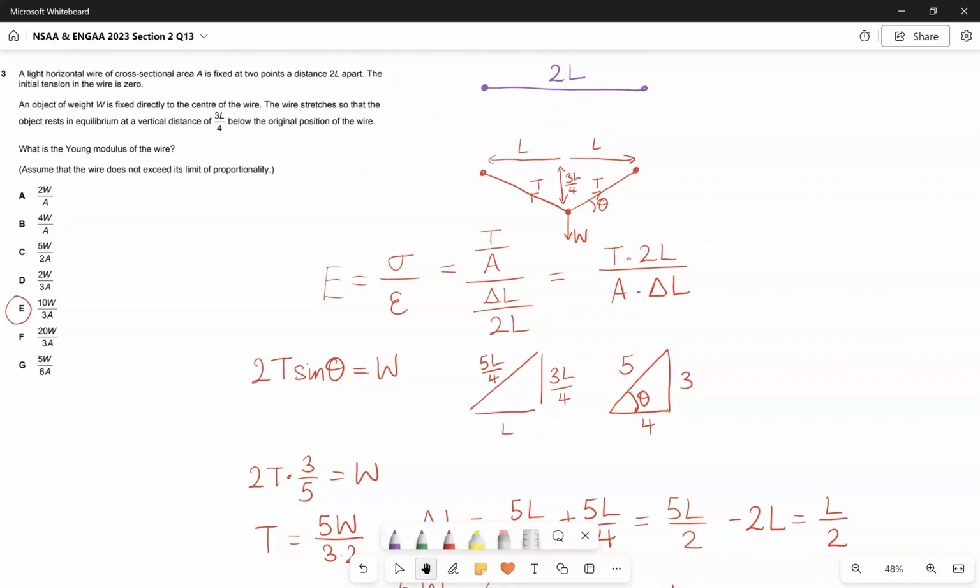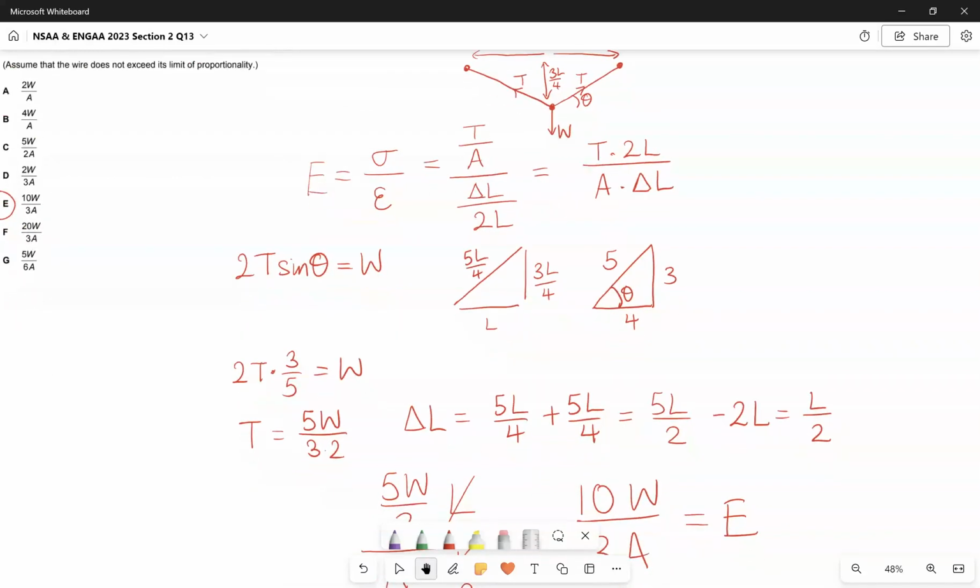Hopefully this all made sense, but if you have any questions, feel free to ask in the comments. But the main ideas here were to work out, using the geometry of the problem, just the lengths that had changed and the tension that had developed in the wire in order to balance this weight.